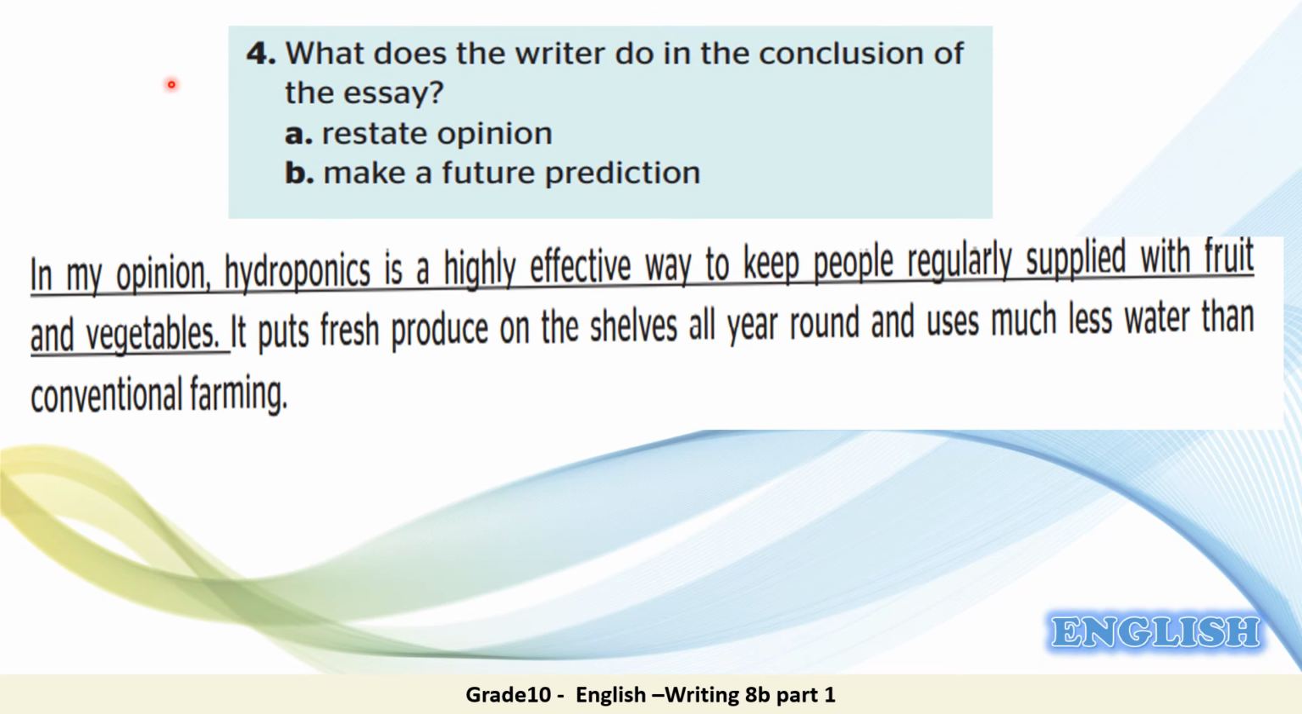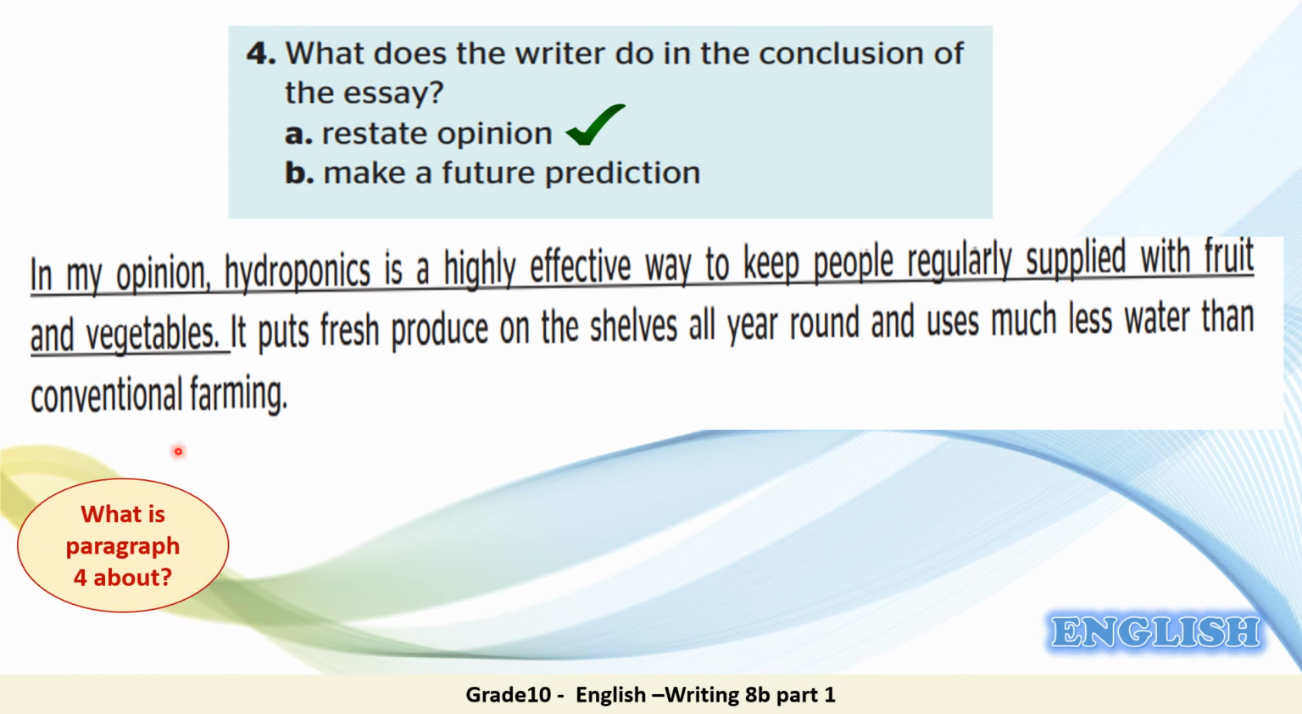Let's look at question 4. What does the writer do in the conclusion of the essay? Does he restate opinion or he makes a future prediction? Pause, read the final paragraph, and make a choice. The answer is, well done, he's restating opinion.